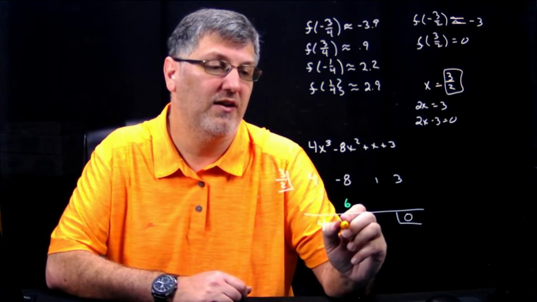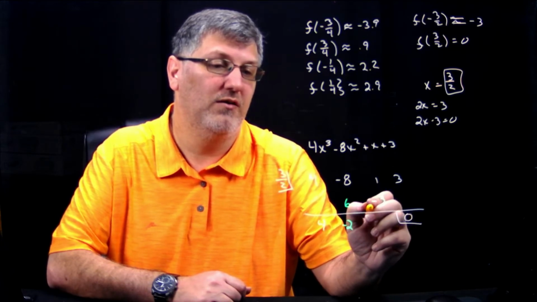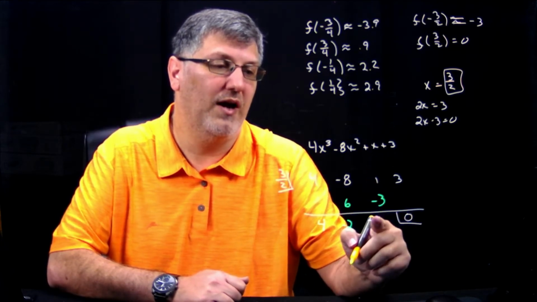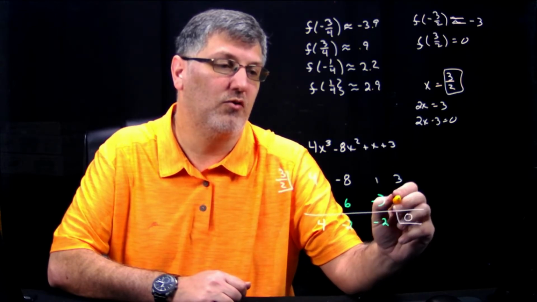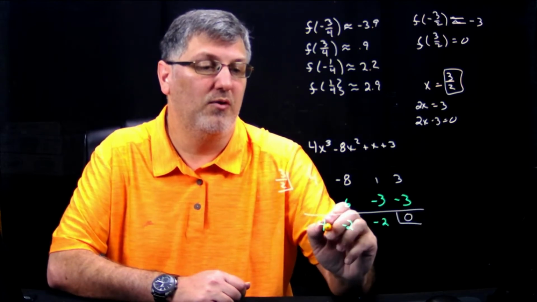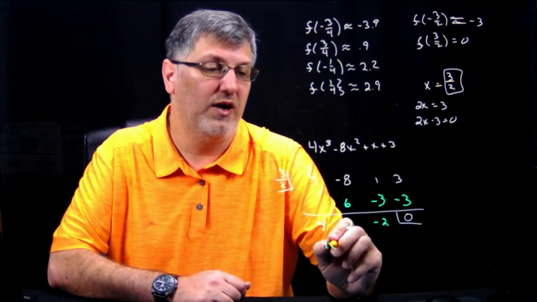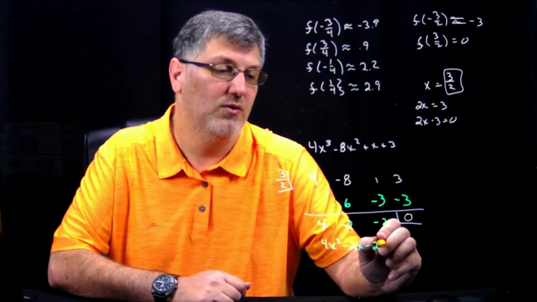I'm going to add, this gives me -2. This is going to give me -3. I'm going to add, this gives me -2. And when I multiply, this gives me -3. So voila. Now, if you remember, these reduce down. So I have 4x squared minus 2x minus 2.